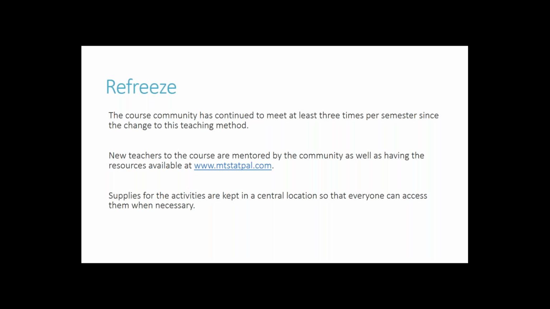And then finally, supplies for the activities. Some of the activities have balls that are dropped, and some of them have candies, and some of them have paper towels and pitchers. All of those supplies are kept in a central location in the department office so that anyone can access them when they need to run that class.